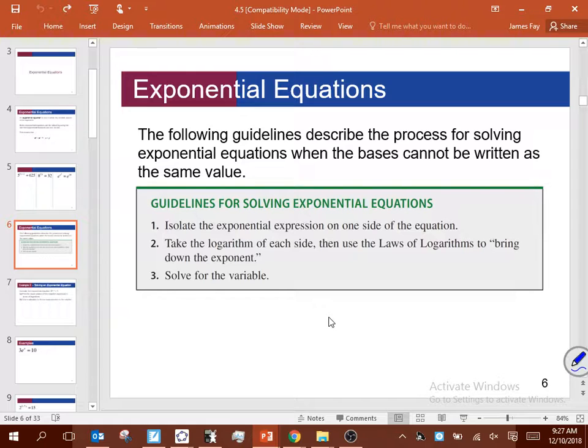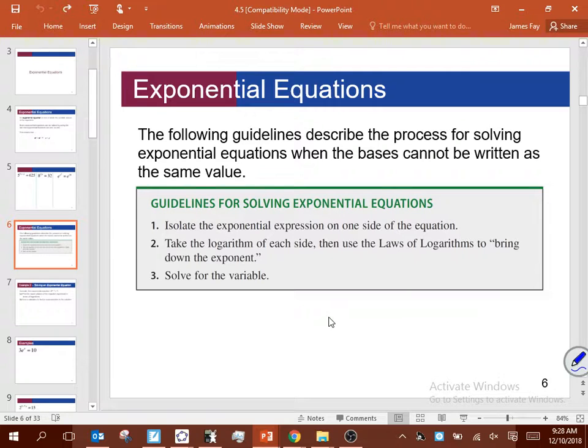First, you're going to isolate the exponential expression on one side of the equation, okay? So you're going to try to isolate your base and its exponent, and that exponent is going to have the variable in it, okay? You're going to isolate that, just like you do any other equation, right? If I'm taking the square root of x plus 4 is equal to 20, I need to isolate the square root before I start using inverse operations, correct? So that's the first thing we do, isolate that.